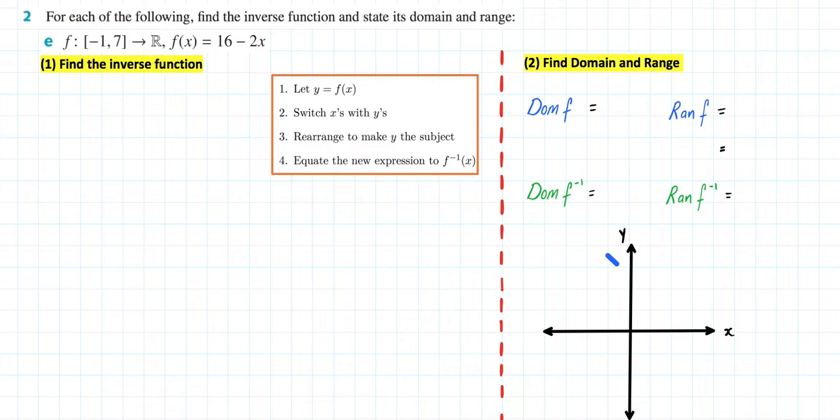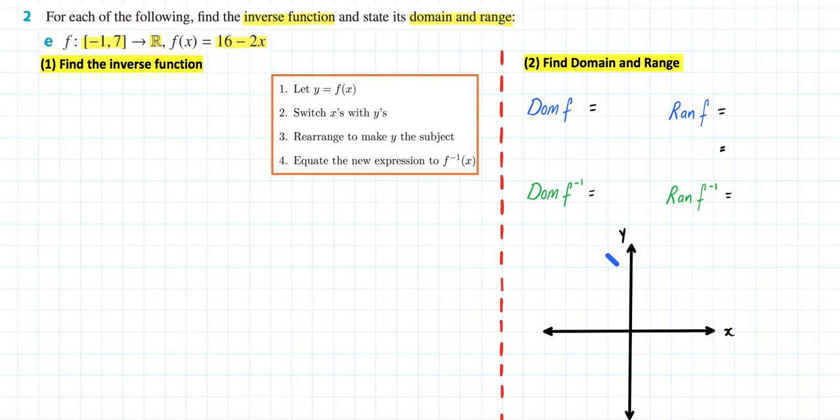So we're doing exercise 5G, and in this video I'll be answering question 2e, which says for each of the following find the inverse function and state its domain and range. And here's what we've been given, and as you can see it's in function notation in which I'm given my domain, my codomain, and here is my rule, 16 minus 2x.